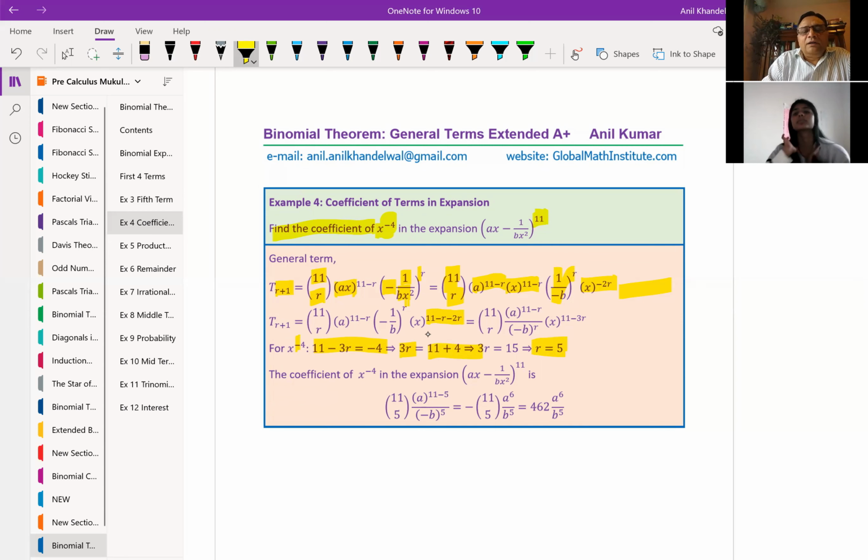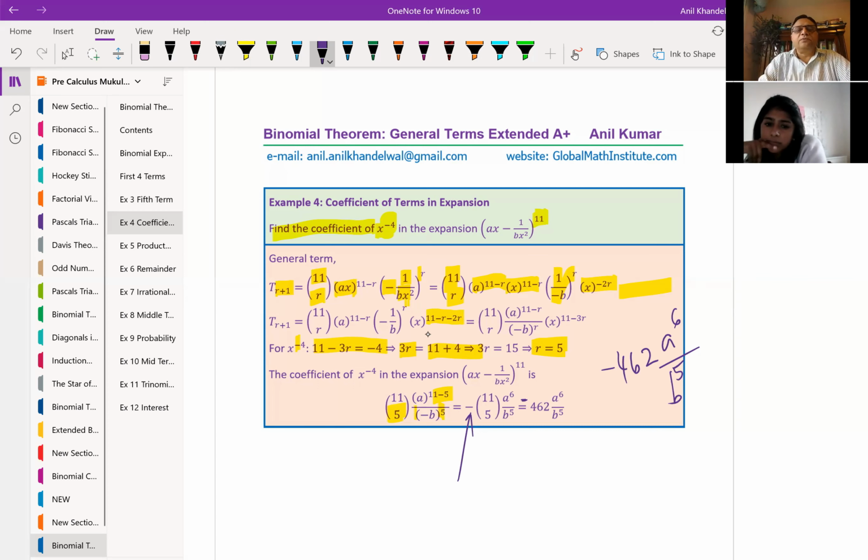Once you know r, then you can always calculate the coefficient, correct? Substitute the value 5 for r in your expression, right? Everywhere 11 minus 5 and b to the power of 5 with the negative sign. So you get negative answer. So we have negative 462. So you get minus 462 a to the power of 6 over b to the power of 5 as your answer, correct? So that is how you're going to do this type of question.